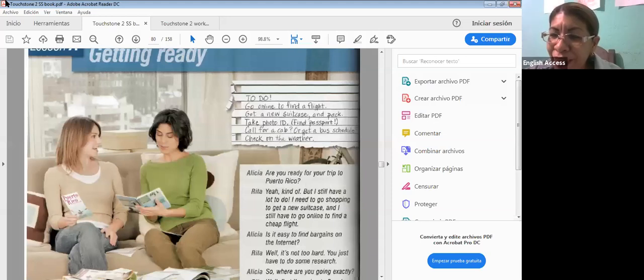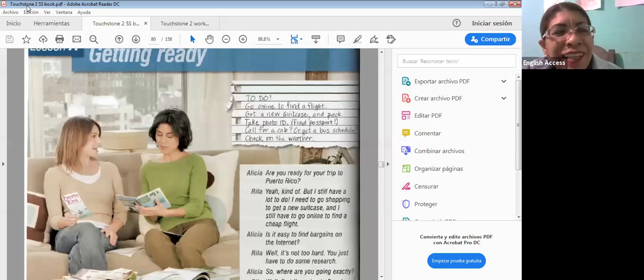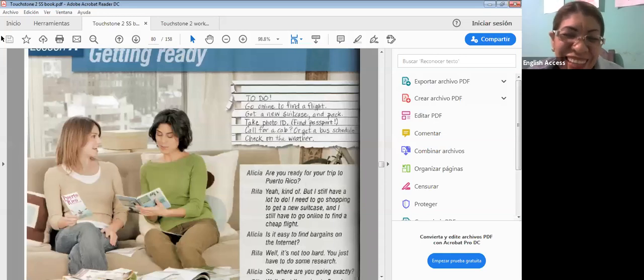Ready? Yes. Okay, so tell me your ideas, please. Prepare the suitcase. Bring money or get money. And find a hotel. Yes, you're right. Money, it's important.